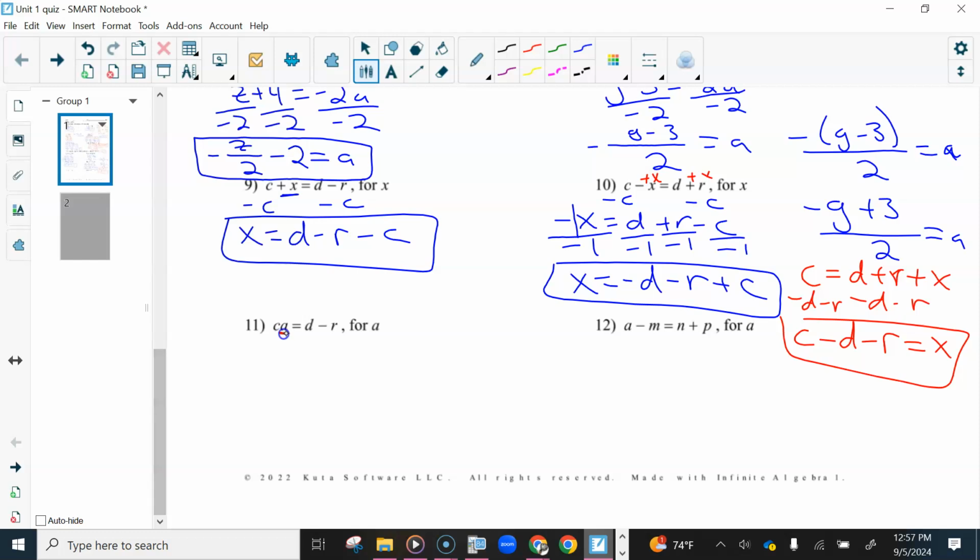In 11, we were solving for A, getting A by itself. C and A are multiplying. Things that are right next to each other are multiplying, and you can divide. If they are not next to each other, don't put them together. If they were adding or subtracting, don't put them together like they're multiplying. I can divide both sides by C. These C's cancel, just leaving A. And that was the final answer.